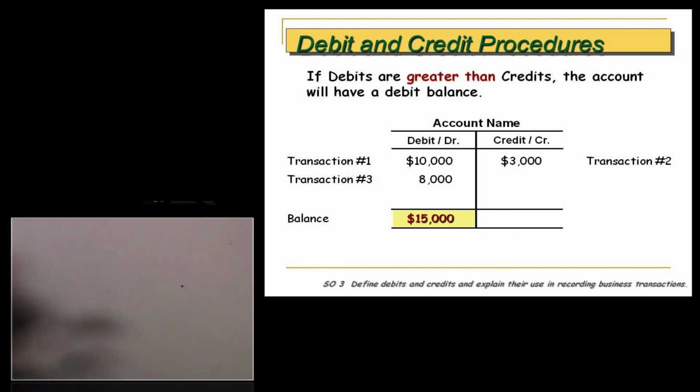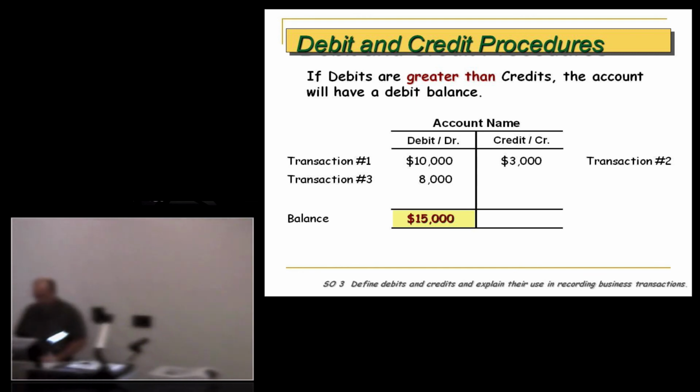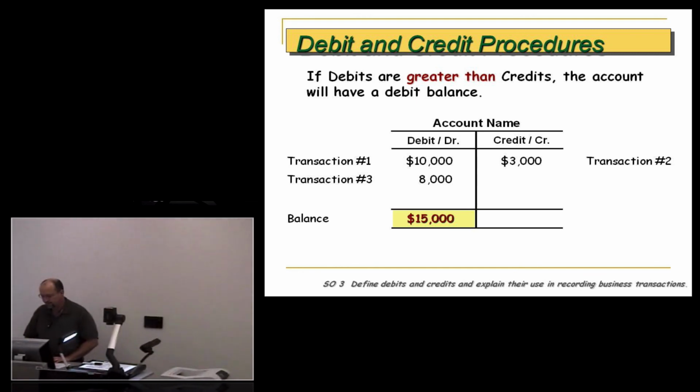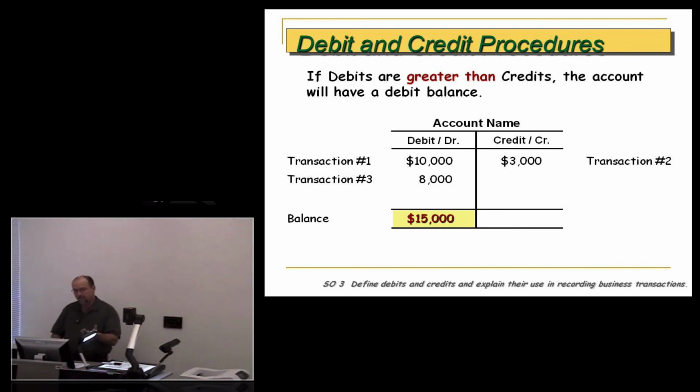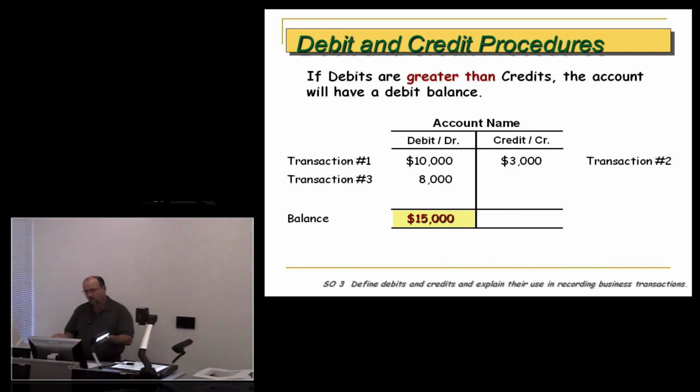Notice we didn't put an account name here because we're simply illustrating a point on the PowerPoint slide: we have two debit entries, one for $10,000, one for $800. And we have one credit entry for $3,000. Now remember, in any account, if the debit's a positive, the credit's a negative, or if the credit's a positive, the debit's a negative. So they offset each other.